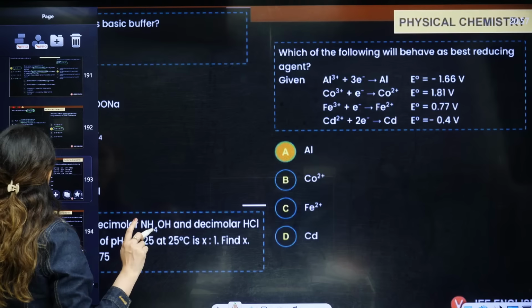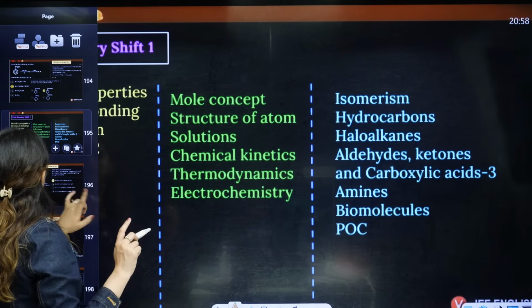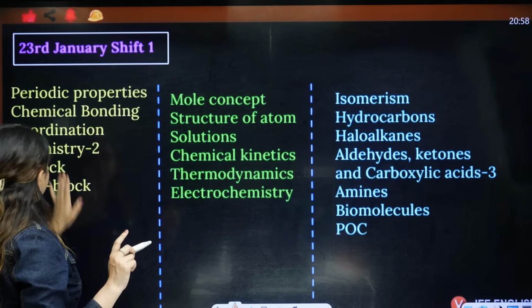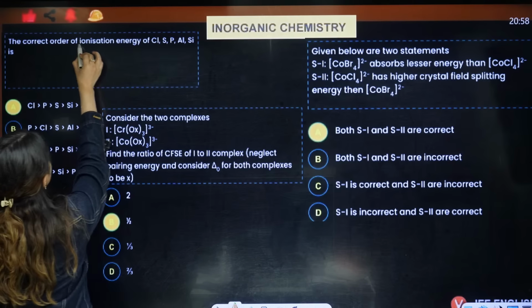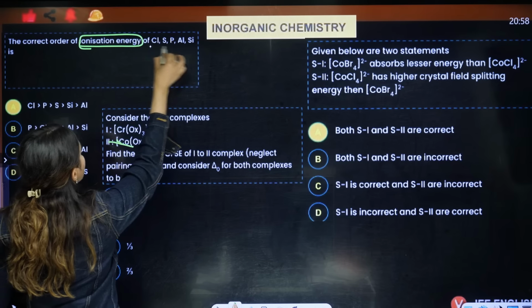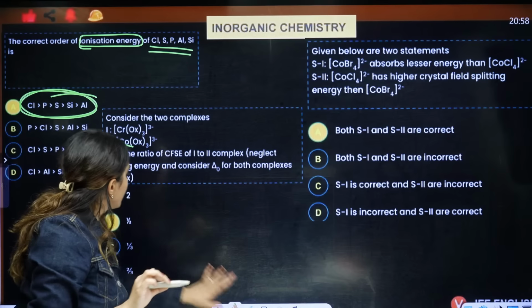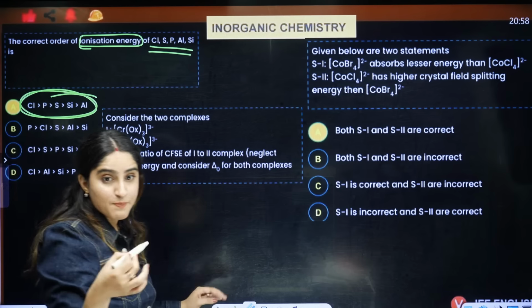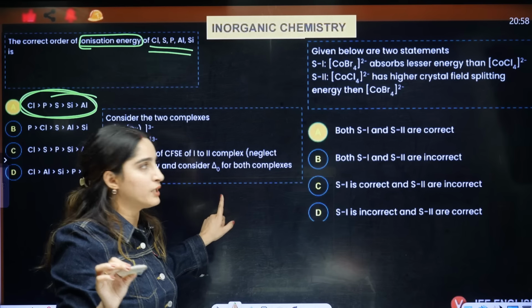This is actually physical chemistry, so I'll not move here. Then the 23rd, first shift. From inorganic chemistry, again they have asked a question on ionization energy along the period. This also accounts for an exception in the period, the exception of ionization energy that exists in a period. This is also under the category of exceptions only.